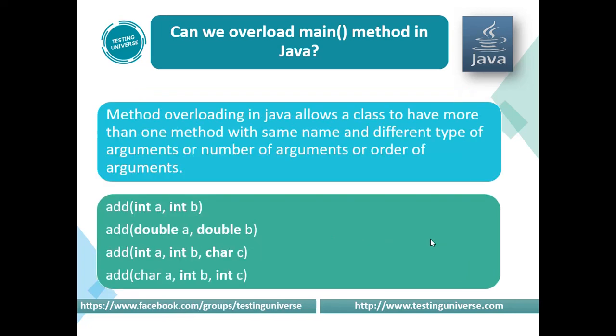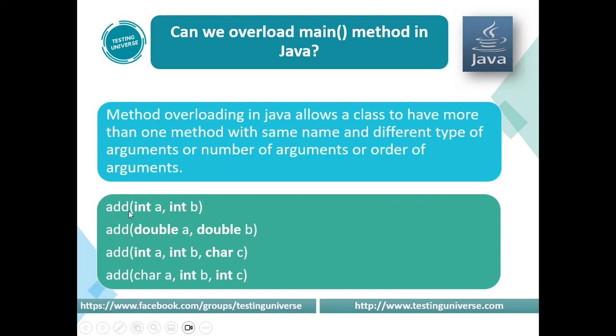So let us first see what method overloading is. In Java, a class is allowed to have more than one method with the same name and different types of arguments, or a different number of arguments, or a different order of arguments. That is called method overloading. In the sense, if a class has multiple methods of the same name with different signatures, that method is called an overloaded method. These are some of the examples here.